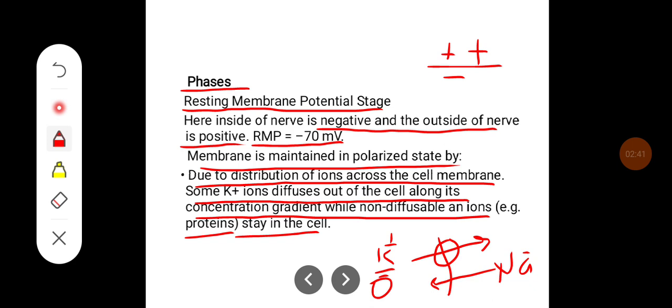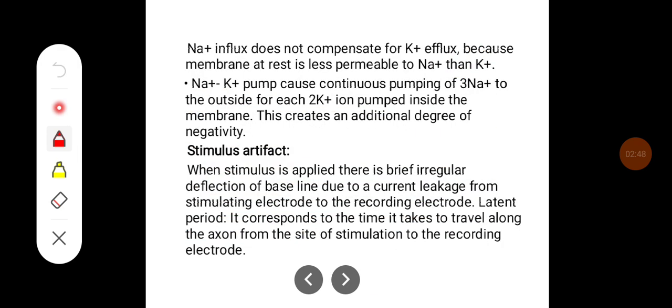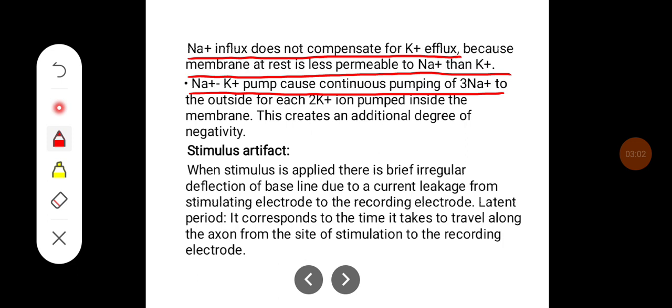So the negativity inside will be more because of the potassium efflux. As we said, sodium influx does not compensate for potassium efflux because the membrane at rest is less permeable to sodium than potassium. And also the sodium potassium pump causes continuous pumping of 3 sodium to outside for each 2 potassium ions pumped inside. This also creates an additional degree of negativity, and that is the basis for resting membrane potential.